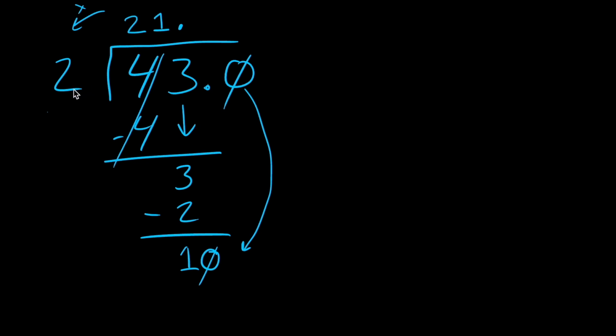So now we can fit 2 into 10. How many times? Well, 5. You can fit 2 5 times into 10. So we write the 5 up there above the L. And then 5 times 2 is 10. And then the remainder is 0. So your answer is 21.5. Easy.